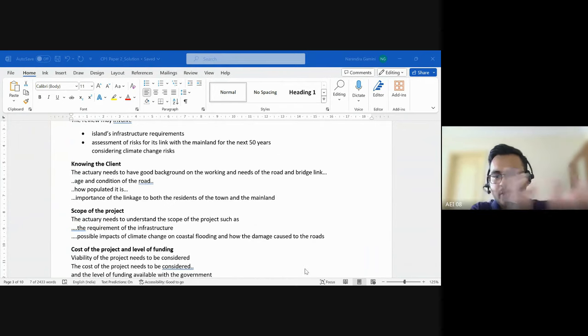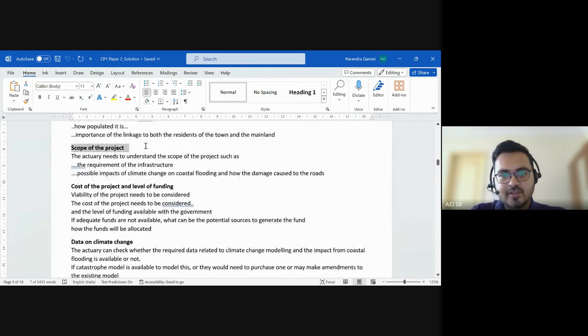So exactly that, knowing the client. The candidate has not written exactly the same technical words, but within that, it is speaking about how the actuary needs to have good background on the working and needs of, you know, this and that, age of the road. Yeah, so you have to get all the background information first, which of course is a very good thing. Very well done.